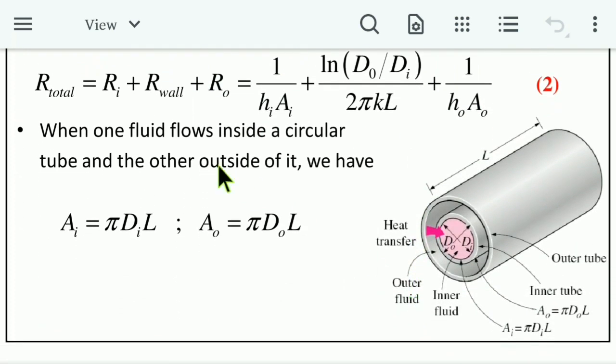When one fluid flows inside a circular tube and the other outside of it, we have A_i equal to pi D_i L and A_o equal to pi D_o L. There is a clear picture. Heat transfer from this outer fluid to the inner fluid. This is the outer tube, this is the inner tube, and there is the surface area. A outer means pi D_o L and A inner means pi D_i L.